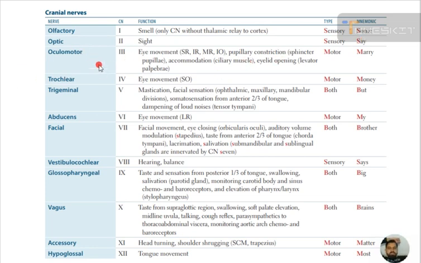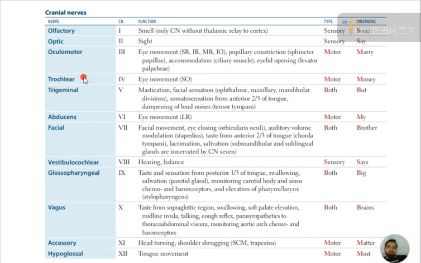Oculomotor, this is the third cranial nerve. Again, oculomotor means it is related to the eye but with the addition of motor, so it is involved in eye movement. It supplies the superior rectus, inferior rectus, medial rectus, and the inferior oblique. Pupillary constriction, and it has a role in accommodation by supplying the ciliary muscles, and eyelid opening by supplying the levator palpebrae. It is motor in nature.